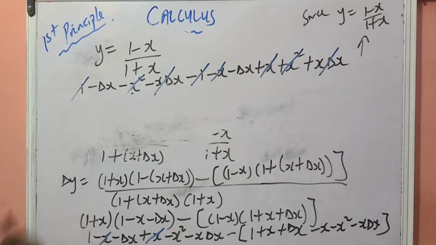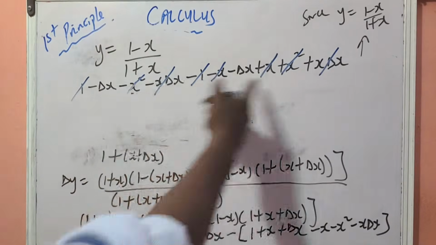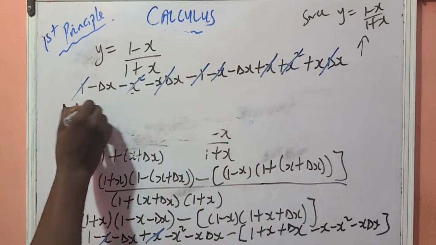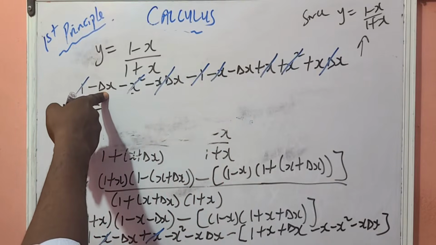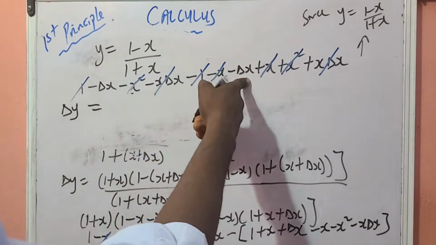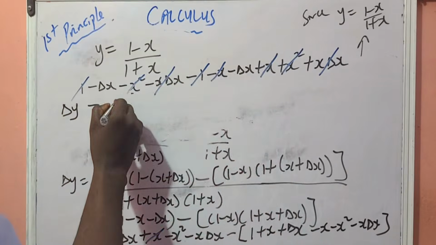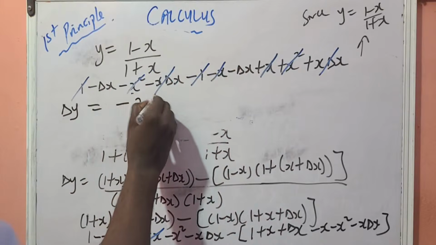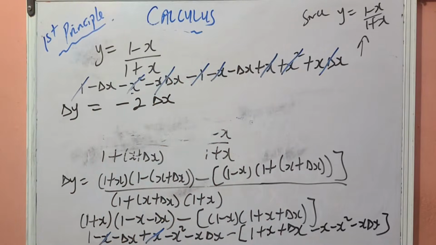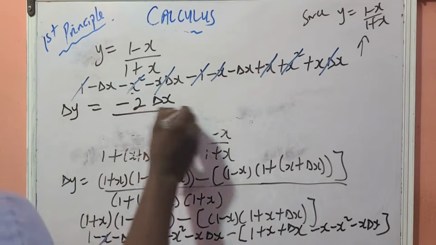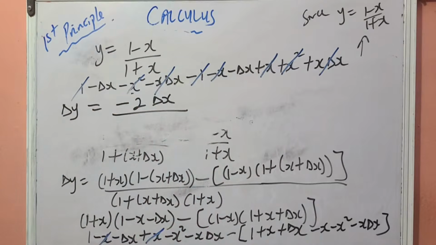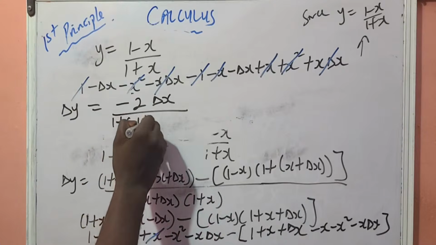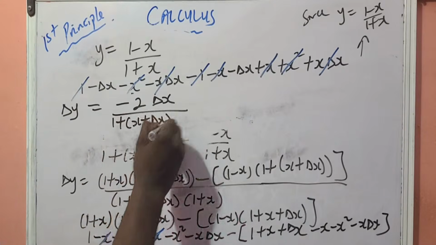Now, don't forget we're just dealing with the numerator alone. So I can write my change in y now is equal to, I'm left with minus change in x, minus change in x, which is the same thing as minus 2 change in x, just the same way you do normal algebra. Now over, don't forget there is still a denominator. The denominator now is 1 plus x plus change in x.